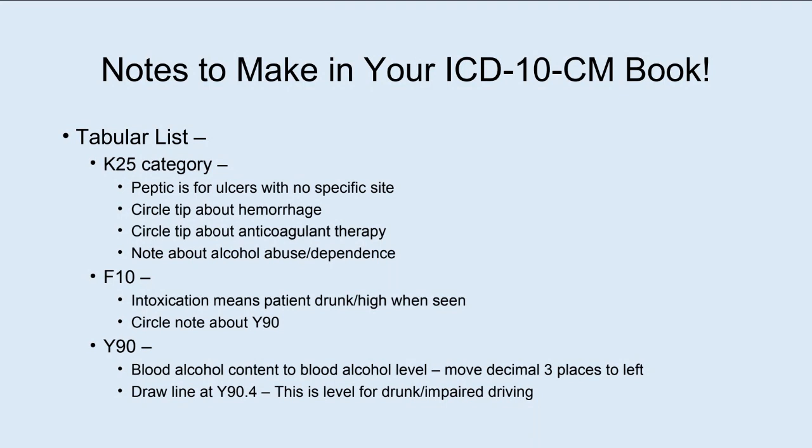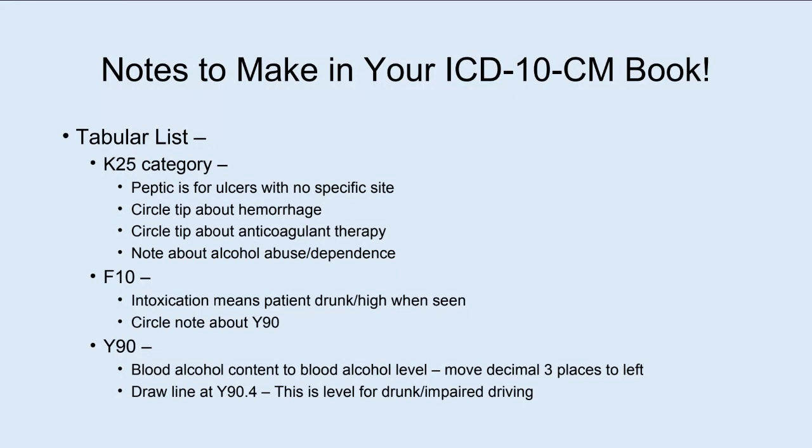So let's start with some notes you can do in your ICD-10 book. In the tabular list, under K25 category, make a note that peptic ulcer is not a specific site. Circle the tip about hemorrhage, that bleeding and hemorrhage are used interchangeably in the digestive system. Circle the note about anticoagulant therapy. We didn't need it for this case, but you might need it for the next one. Also circle the note about alcohol abuse and dependence.